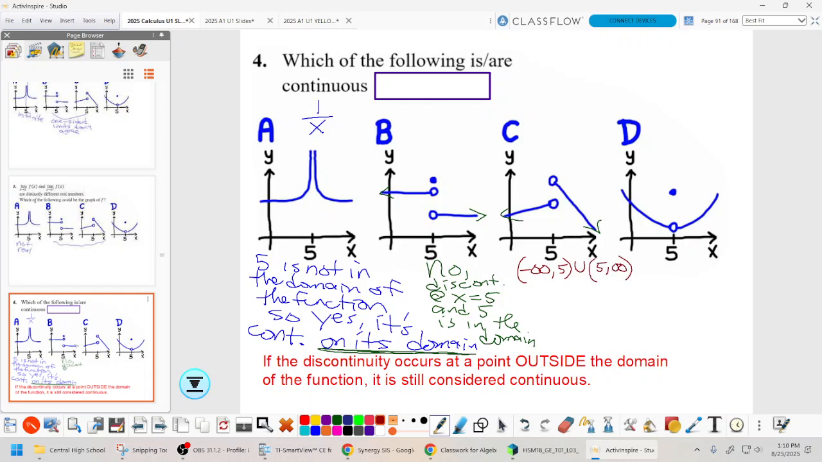So is 5 in its domain? What do parentheses mean? Does not. Doesn't include it. So is this continuous everywhere else but 5? Yes. Yeah. So this is continuous on its domain. How about this one? Well, its domain.